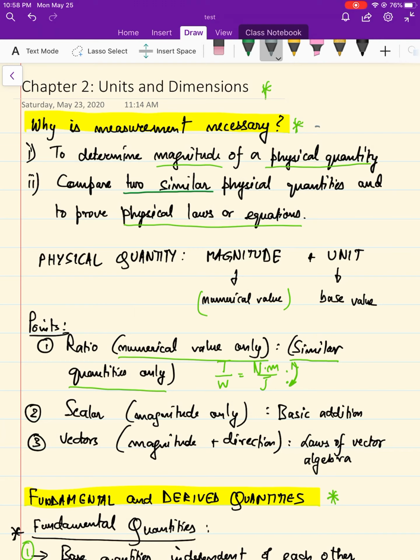And as we move ahead, we see the necessity of measurement in our daily lives as we compare similar physical quantities, as in point number 2, and to prove physical laws or equations. At the heart of proving physical laws and equations lies homogeneity of units, or the way we analyze units and dimensions, right?